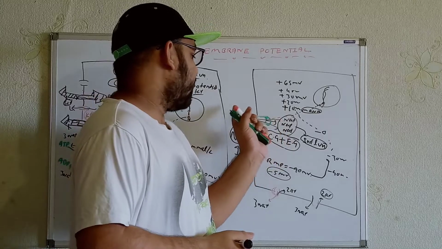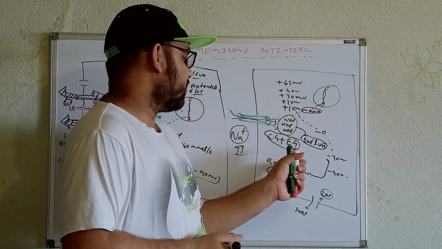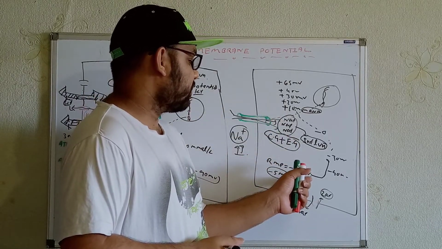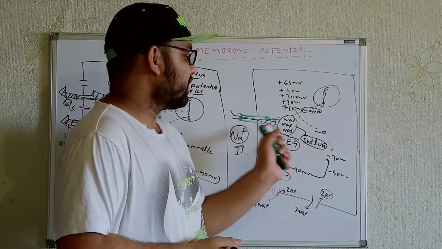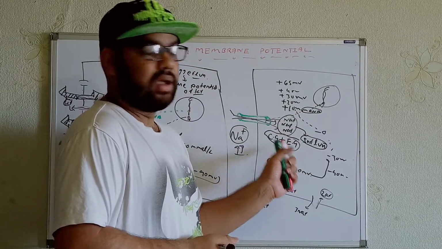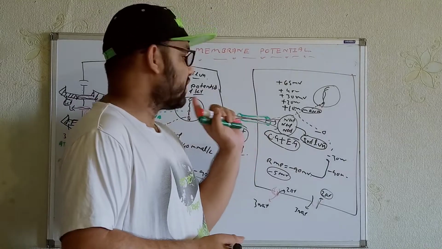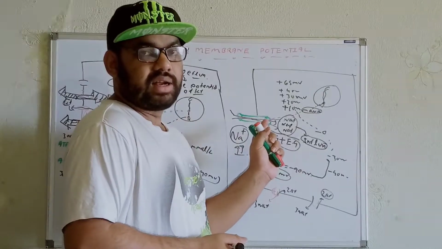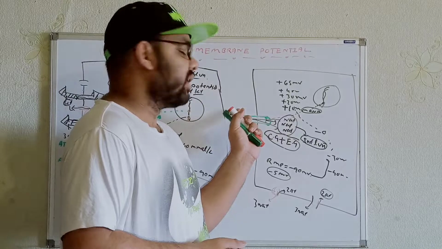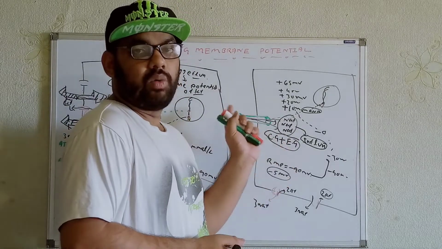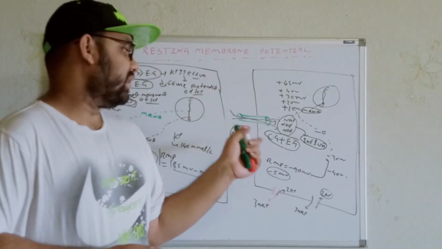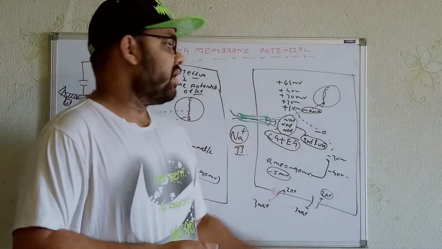Whenever the sodium is coming from outside of the cell to inside of the cell, it will take the resting membrane potential from minus 90 millivolt to 0, because it will neutralize the negative polarizations. Here we will see depolarization. Whenever the sodium influxes within the cell, as a result, we will see the depolarization of the cell.